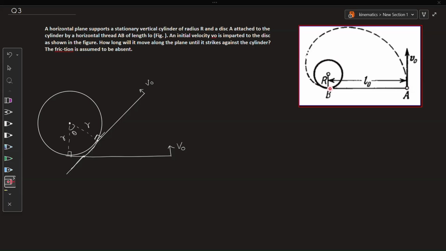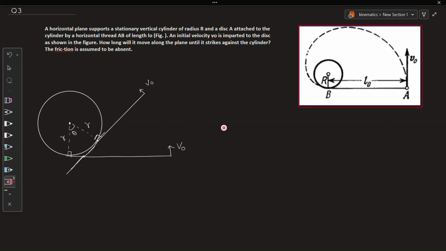We are attaching this end of the thread AB over here. Now we are giving it a perpendicular velocity v0. So it will curl, and it will be in some position like here or here maybe. Now, the point we have to think about is that the magnitude of v0 will not change, because the force acting in this situation, the tensile force, is always perpendicular to v0. So it will only change the direction, not the magnitude. So throughout the journey the velocity will be v0.